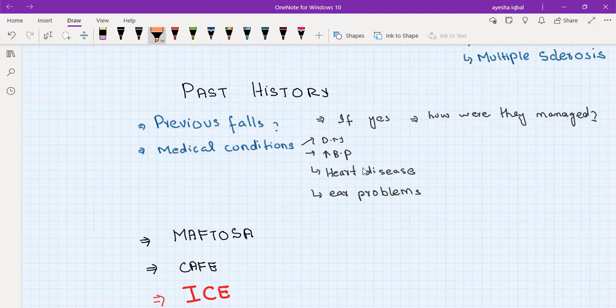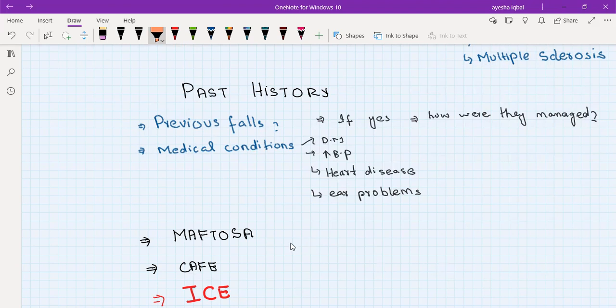So these medical conditions that predispose to falls, you will ask, like diabetes mellitus, high blood pressure, heart disease, and ear problem. So usually patients with high blood pressure who are taking more than one blood pressure medication and they are also elderly, they are prone to postural hypotension. So this is a very important question: do you have high blood pressure and are you taking medications for it, and how many medications, and are you taking them regularly?